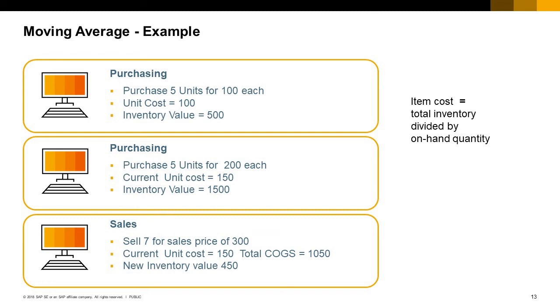Then a second purchase of 5 is made, this time for 200 each for a total purchase cost of 1000. Now the total inventory value is 1500. There is a quantity of 10 in stock.